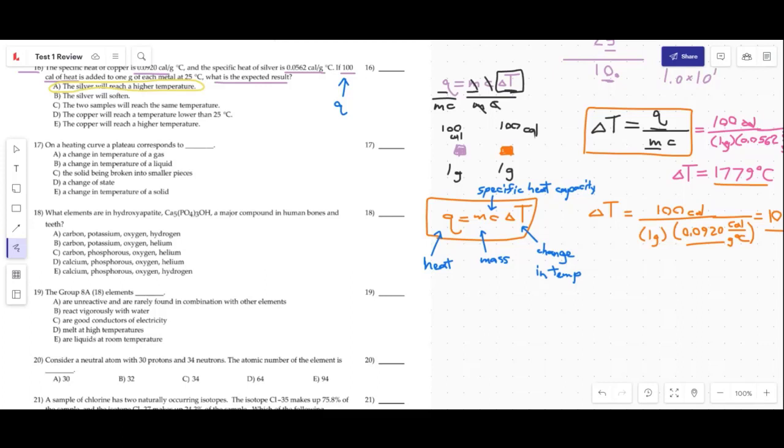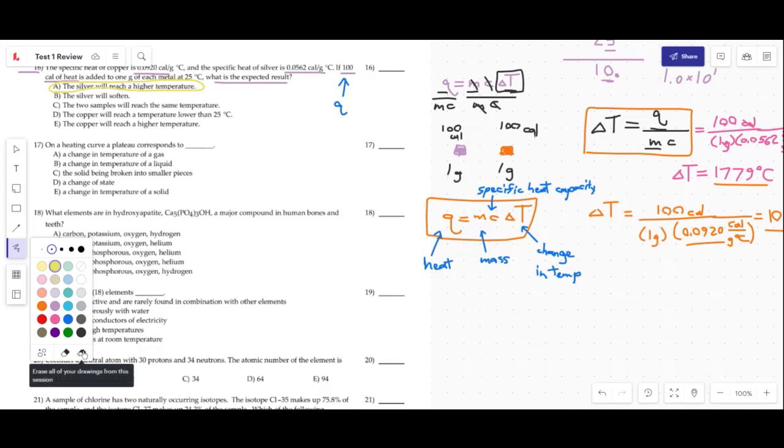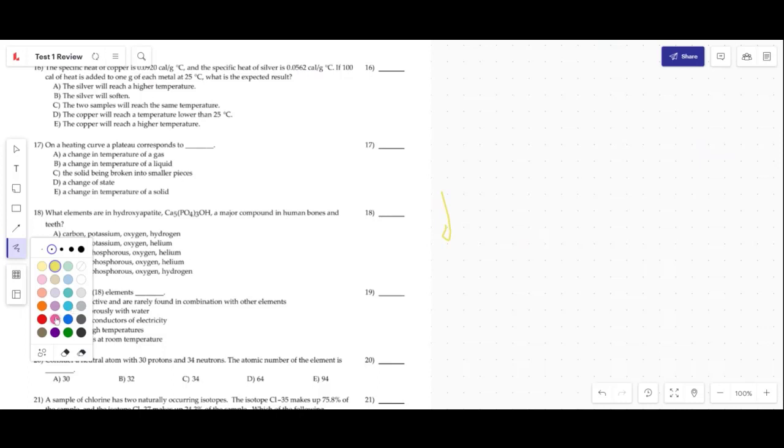All right, so 17 says on a heating curve, the plateau corresponds to what? The question is, what is a plateau? Plateau is like a flat part. Is it okay if I clear off all the writing so far? Yes. Okay, here we go.